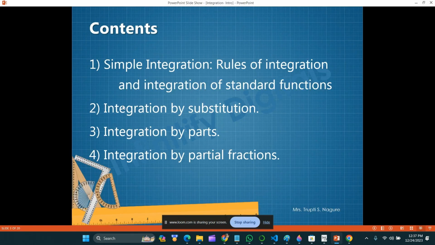Okay, so second topic is integration by substitution. In this method we have to know derivative as well as integration for this topic. After that, third part is integration by parts.